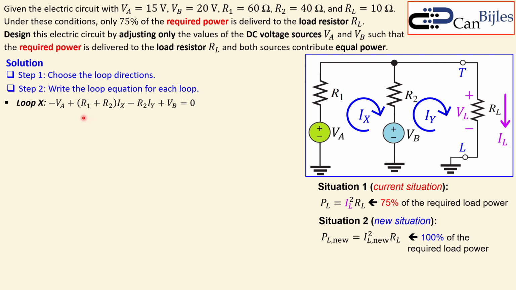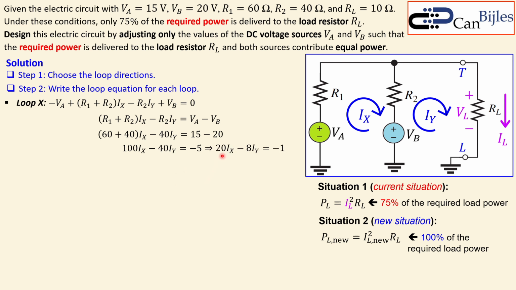Now we can bring the variables to the left side and the constants to the right side, so you will get this. VA and VB go to the right, and you get this expression. If I now substitute the values, we have 60 ohms for R1, 40 ohms for R2, 15 volts for VA and 20 volts for VB, so you get this expression. Now we can divide this by 5, and you will have 20 IX minus 8 IY is minus 1. Let's call this equation number 1.